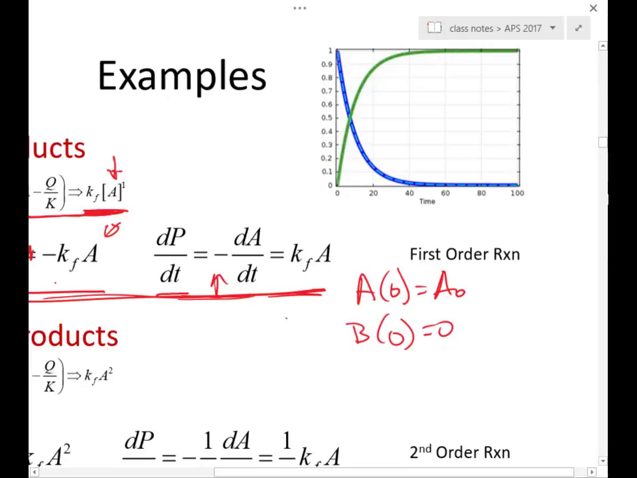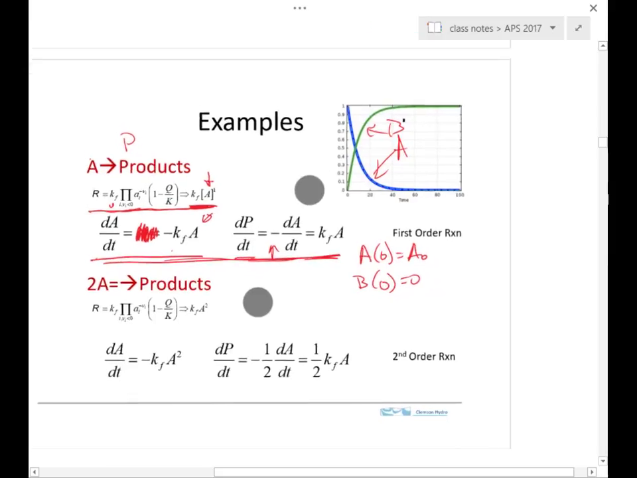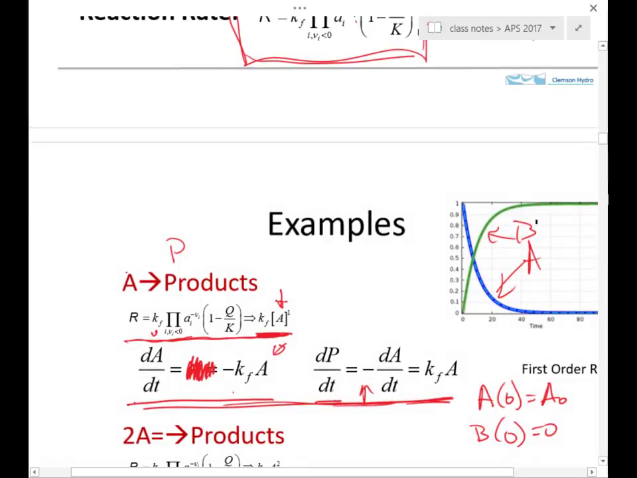And if you do that, you get an analytical expression where the concentration of A just decreases as a negative exponential, and B increases as 1 minus a negative exponential. And so here are plots of that. That would be A, and that would be B. Okay. So those are examples of first-order reactions.